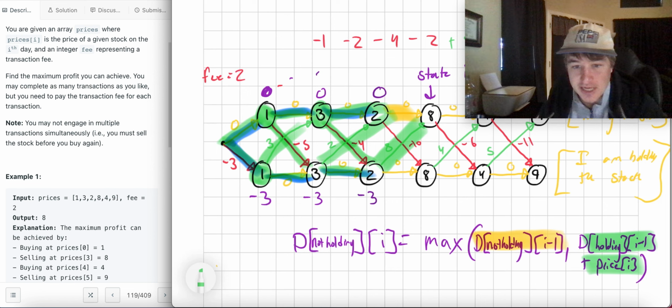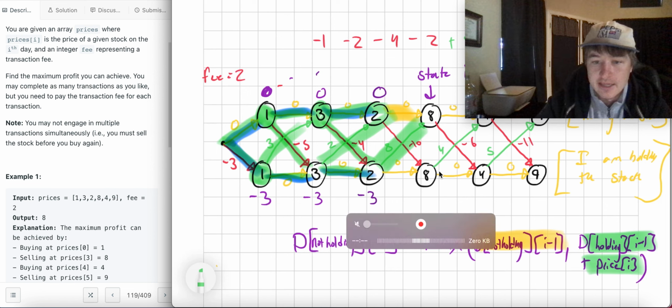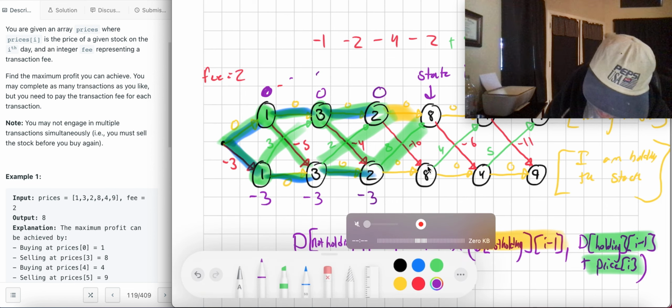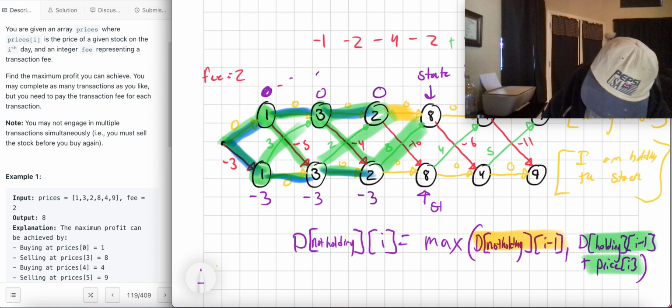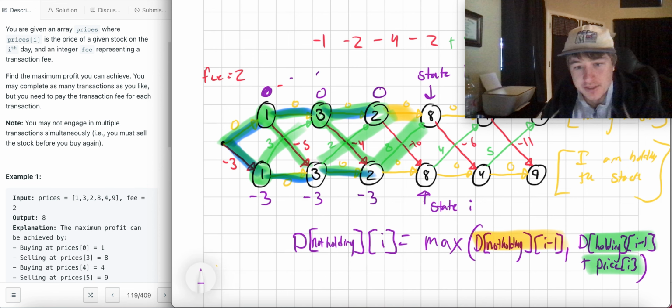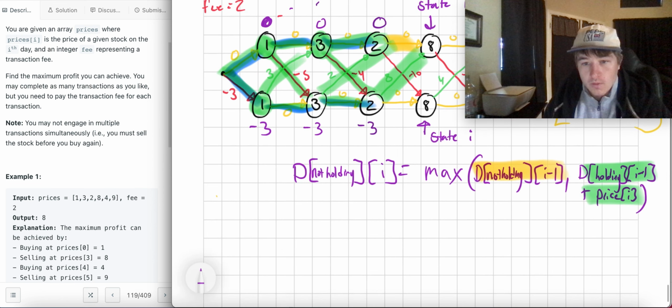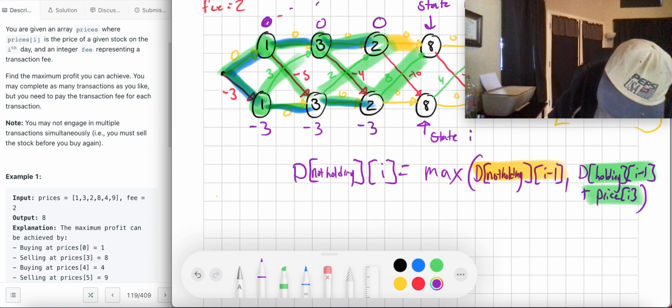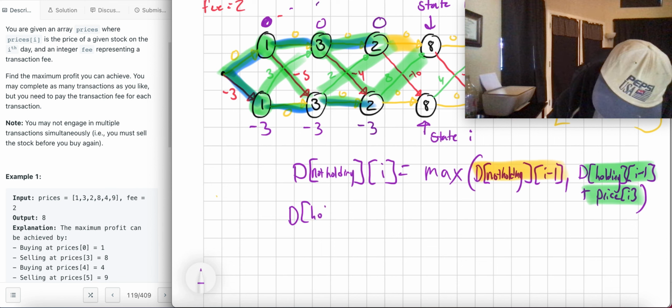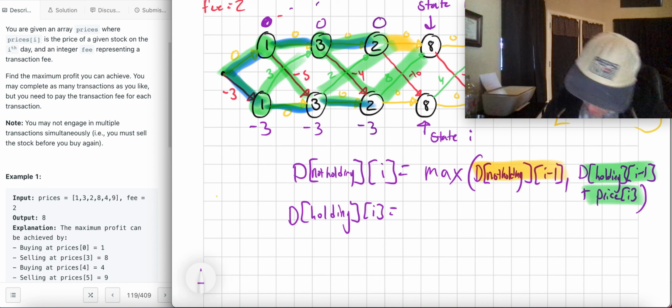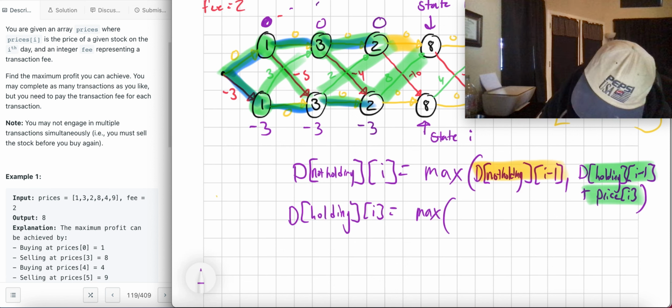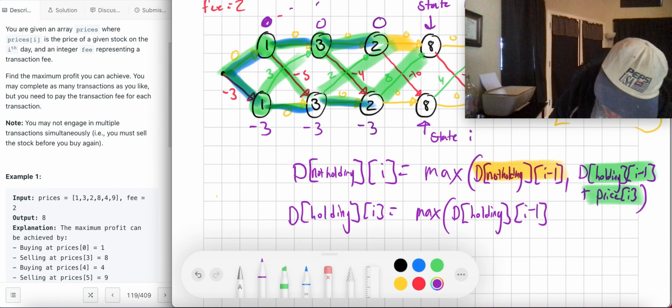Now what about the flip side? What about when you're in this state I here, on day I? Similarly, D of holding of I. Well, either, yet again, I do nothing, so I continue holding from the previous day, which is this link here.